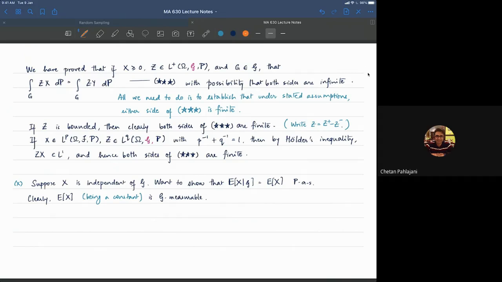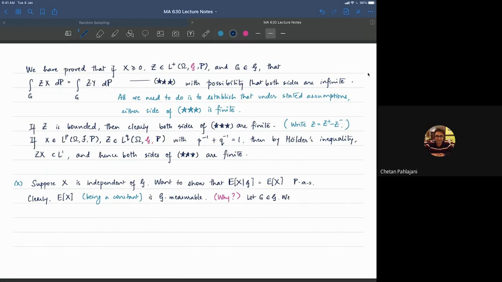Okay, so completely shamelessly, even though I said clearly this is true, I will still ask you to just justify why. Why is it that a constant function must be G measurable? Okay, so clearly E[X] being a constant is G measurable. So what do we need to do? So let G be in G.